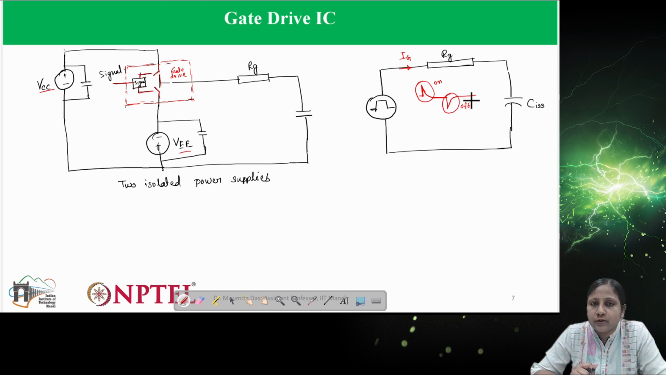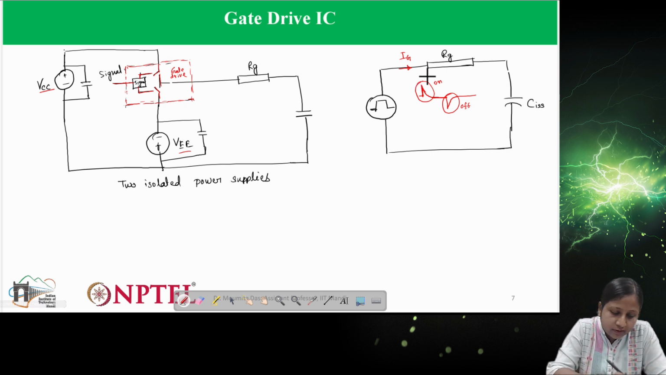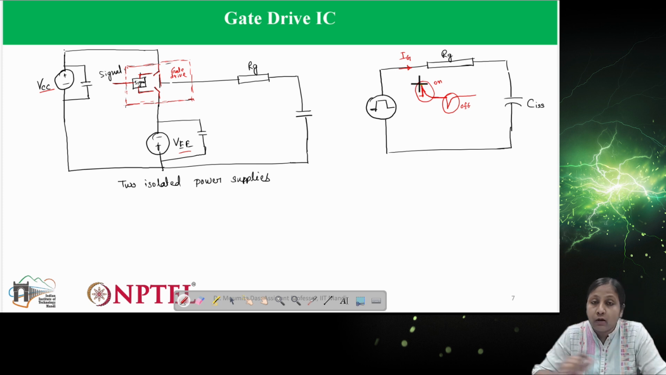These two currents will be there, and that is why it is important to see what the peak rating is. This peak point you can see here, what is the value of that? Our power supply should be able to provide that much peak current.